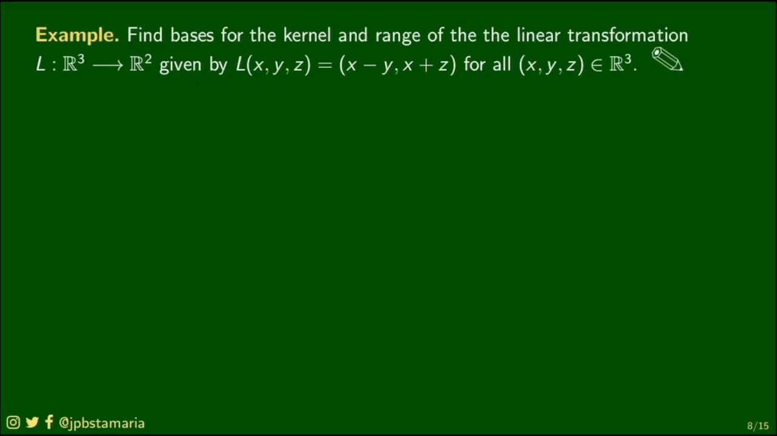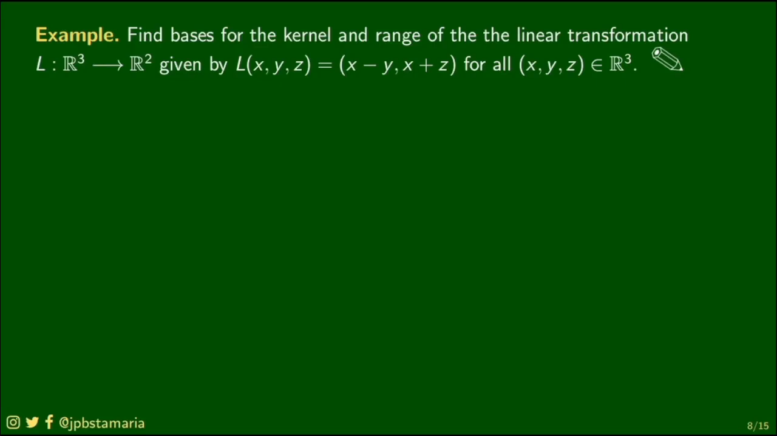Let's now have a non-trivial example. Here, we are asked to find bases for the kernel and the range of the linear transformation from R3 to R2 given by the following function. I think we have seen this example in the last video. We have shown that this is actually a linear transformation. If you want to see the proof that L is linear, you could go back to the previous video. In this case, we're now going to find bases for the kernel and the range.